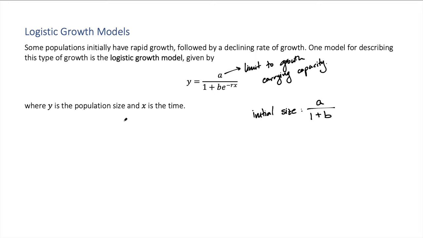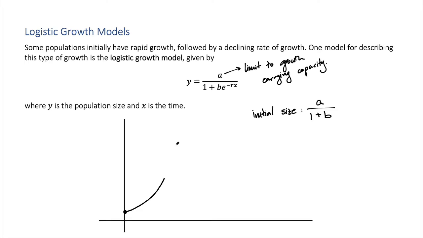Let me draw a little sketch of what these look like. So we've got some growth, and we start out at A over 1 plus B, and I'll just go ahead and mark that right here. It starts out, we start growing, and it starts pretty fast, but then there's some limit to growth, so we've got to slow down, and we start to kind of level out. In fact, we approach an asymptote, and this asymptote is up here at A. That's the limit to growth. So this is what a logistic growth model looks like.